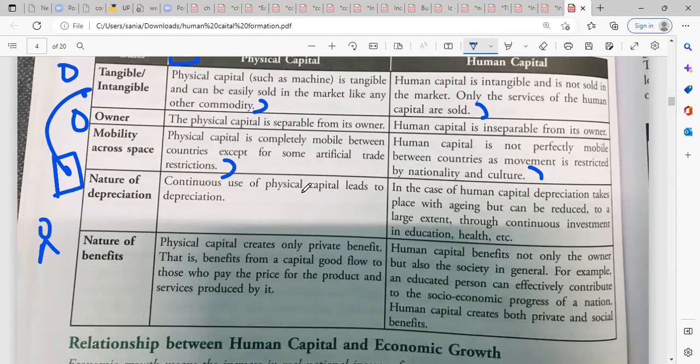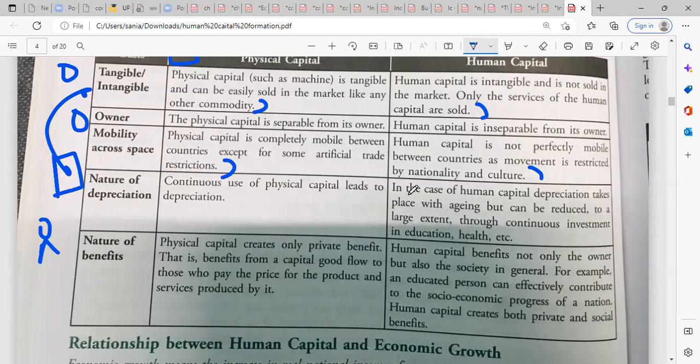Then here, continuous use of physical capital leads to depreciation. For example, I'm using this machine day by day, every time. So of course, a time will come where it will be deprived. Deprived means some situation came where this machine stopped working because I was using it to a higher level. But in case of human, for example, I'm a doctor. Today I am doing treatment for 2%, but tomorrow I'm doing treatment for 10%. So that means I will stop working?